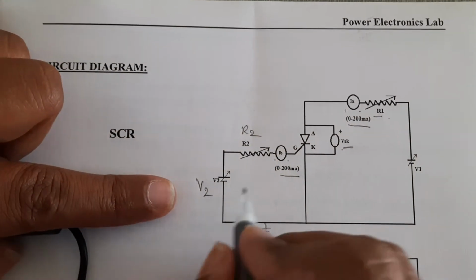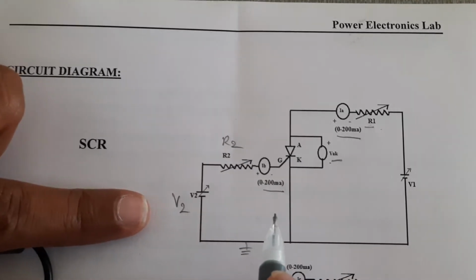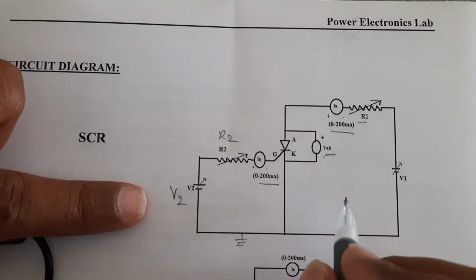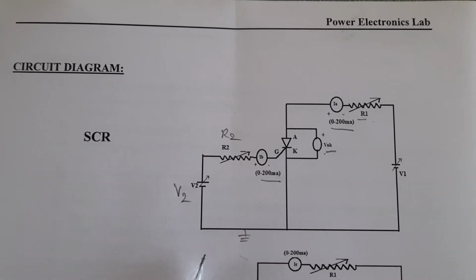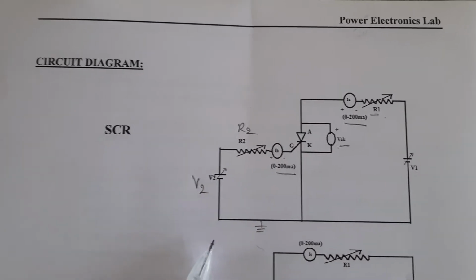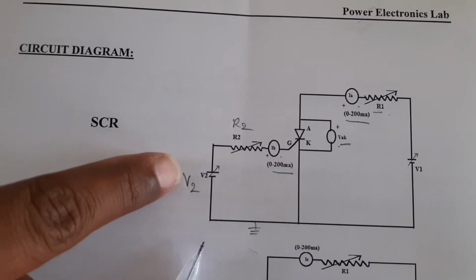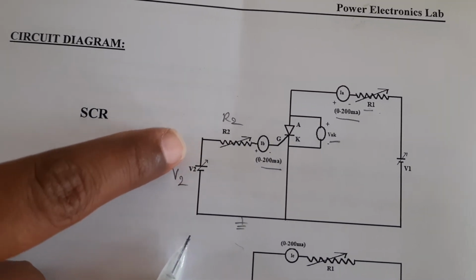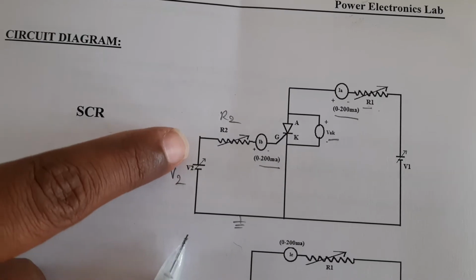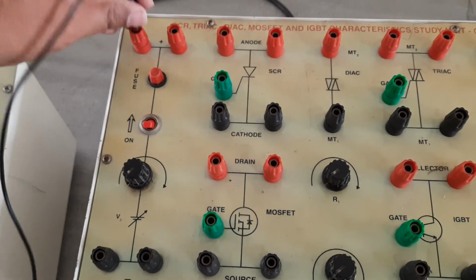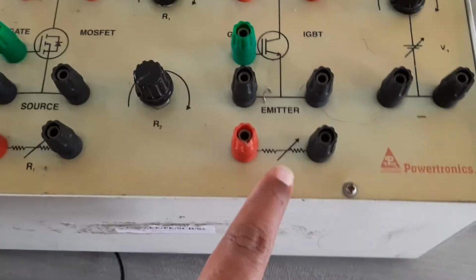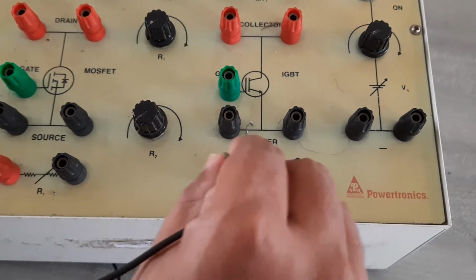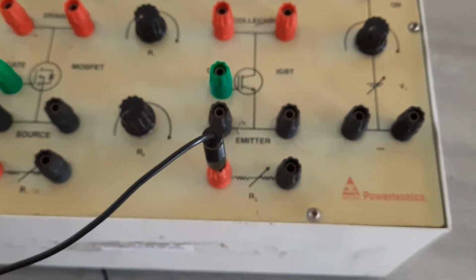The characteristics of the SCR are derived by giving the connections as per this circuit diagram. So I am giving the connections. You can see here, dear students. First of all, we have to take V2. The supply is to be taken from V2 to R2. This is V2, first the V2 positive terminal to R2. R2 is here, dear students. You can see the name is R2. So V2 plus to R2.